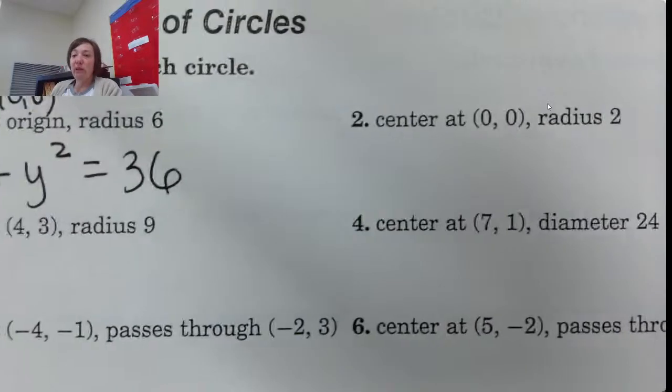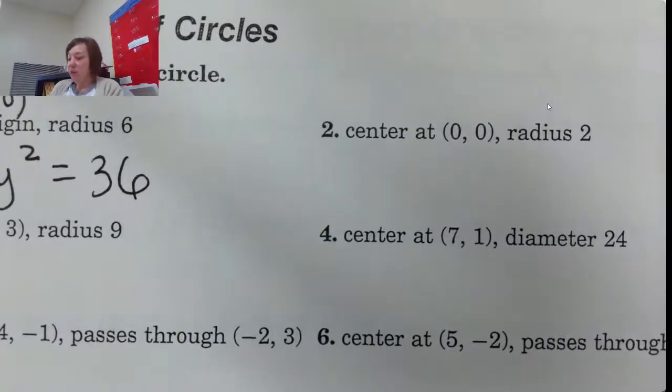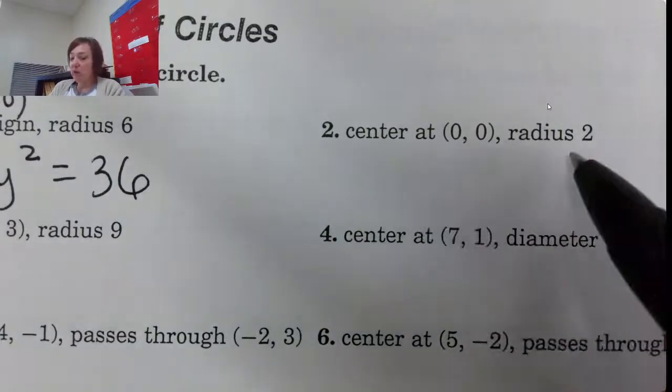So if you look at number 2, our center is (0, 0) again. They gave us a radius of 2. So what's our equation look like on this one?